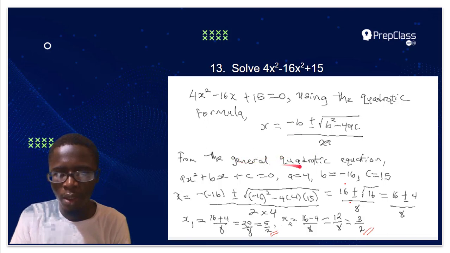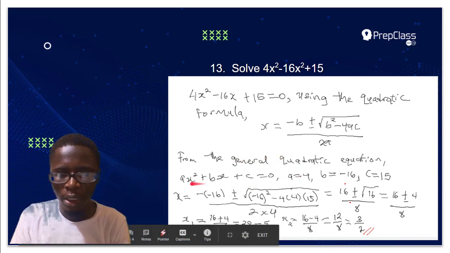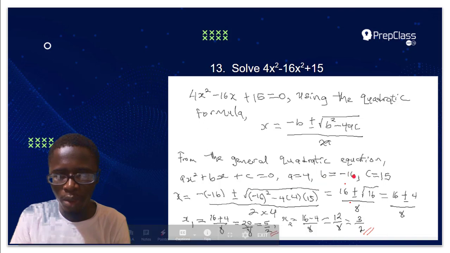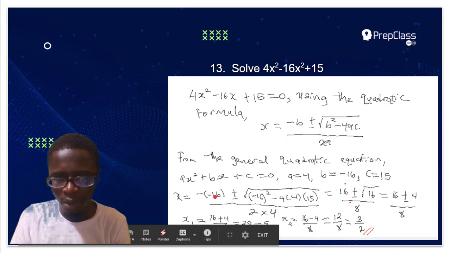From the general quadratic equation, remember that ax squared plus bx plus c is equal to 0. a is equal to 4, b is equal to minus 16, c is equal to 15. We need to substitute into the equation. As you can see, we have minus b, and the b is already minus 16. So we have minus minus 16 plus or minus the root of minus 16 squared minus 4 times 4 times 15 all over 2 times 4.